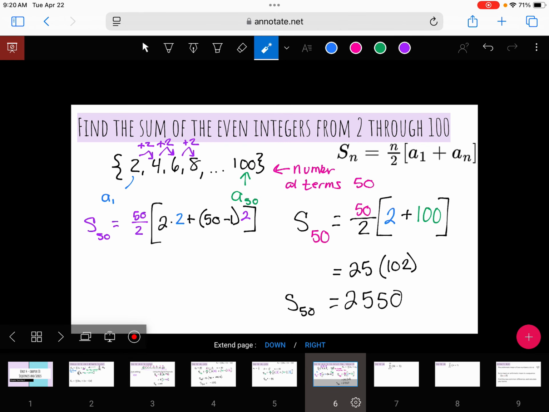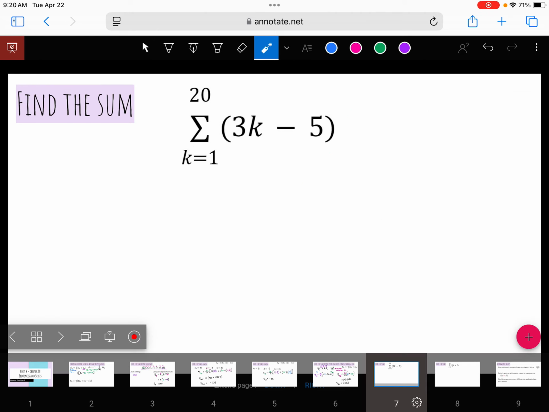All right, let's do a little bit more practicing with our sums, because sometimes we'll see them like this. So we're finding a sum from 1 to 20 of 3k minus 5. The way we did this before, I found my term 1, my term 2, my term 3, found them all, and we add them up.